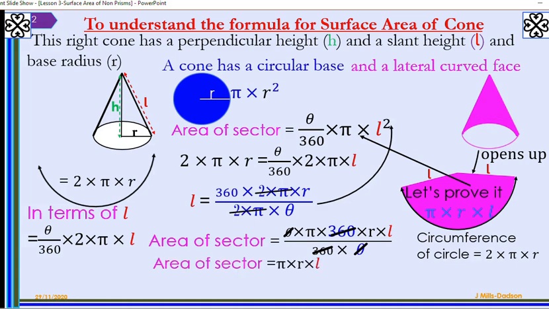So now the total surface area of a cone is the area of the base plus the area of the lateral curved side, which is given by pi r squared plus pi r L. So this is how the formula comes into being. Now let's look at an example and use the formula.